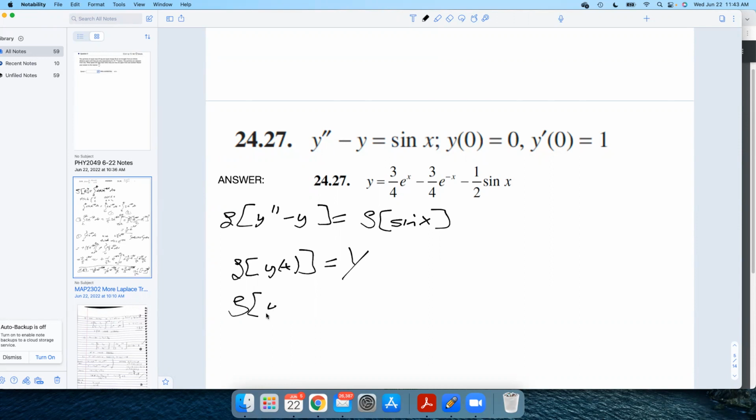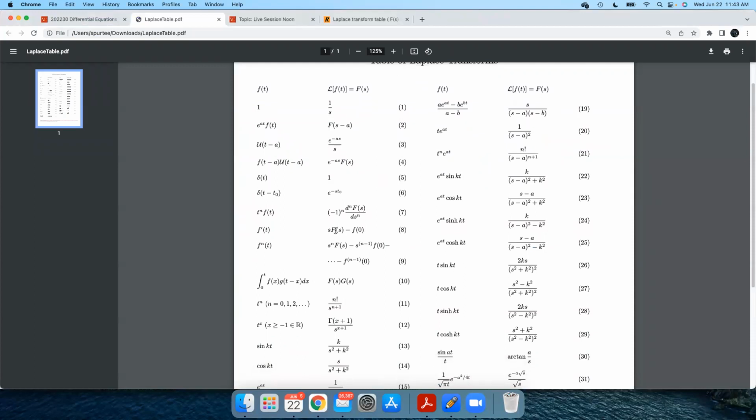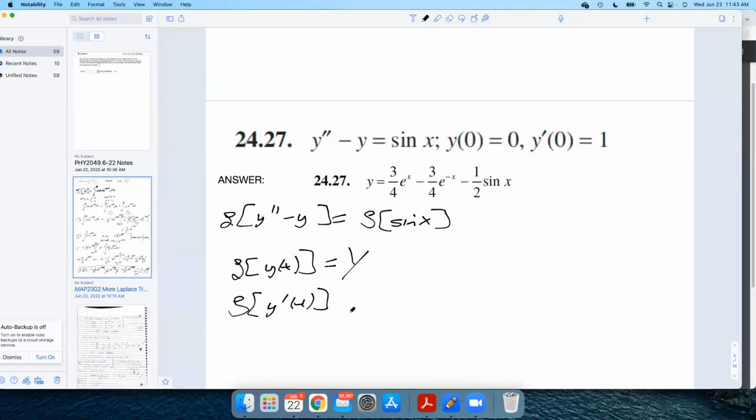The Laplace transform of the derivative. So this is one of our formulas we have in here. They're using capital F instead of capital Y and lowercase f, and you see that. It's going to be s times capital Y minus y of 0. Little y of 0 here, one of our initial conditions. We don't have a y prime in this one, but I did want to write that down.